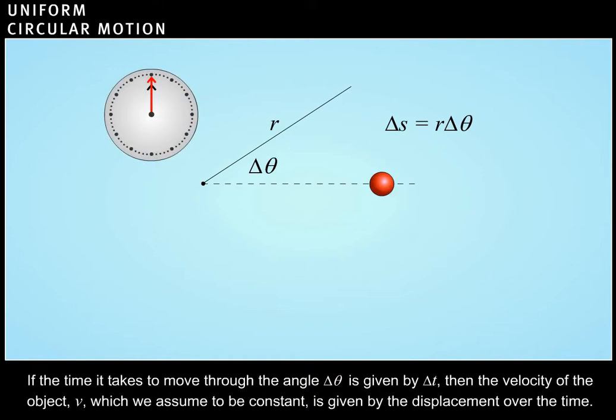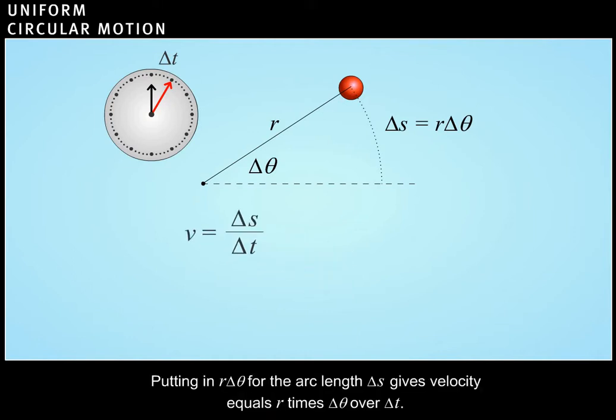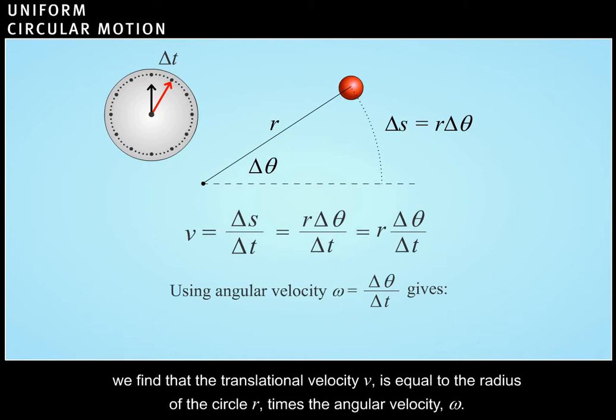If the time it takes to move through the angle delta theta is given by delta t, then the velocity of the object, v, which we assume to be constant in this case, is velocity equals delta s over delta t. Putting in r times delta theta for the arc length delta s gives velocity equals r times delta theta over delta t. If we define the angular velocity, omega, to be the change in angle with time, we find that the translational velocity v is equal to the radius of the circle r times the angular velocity, omega.